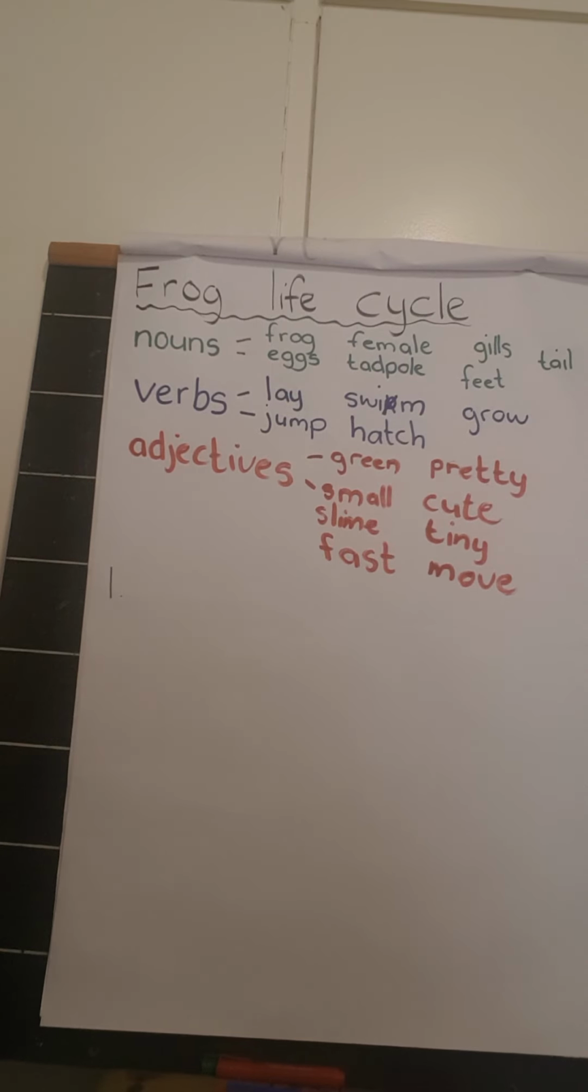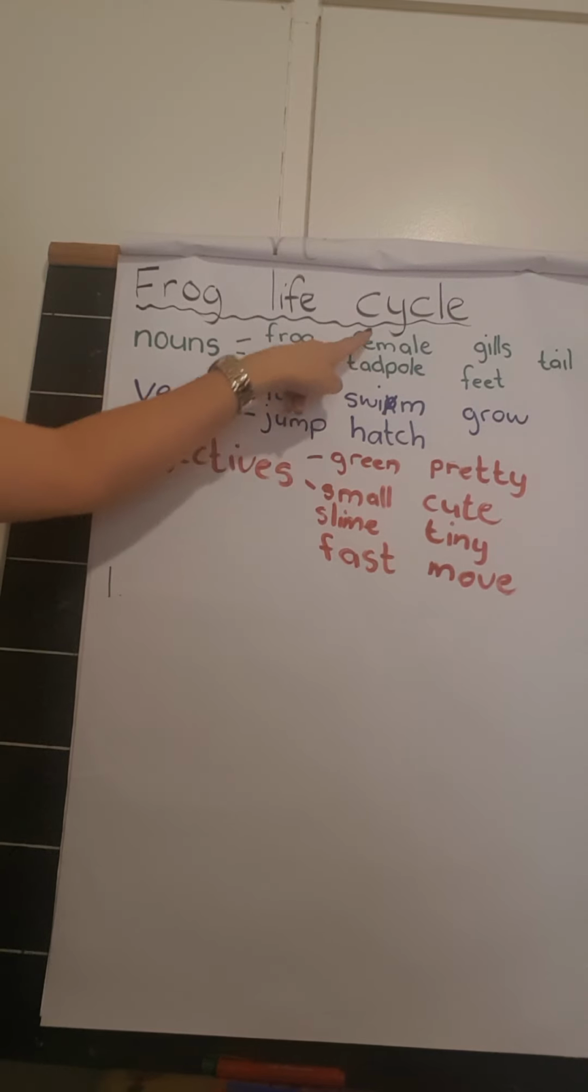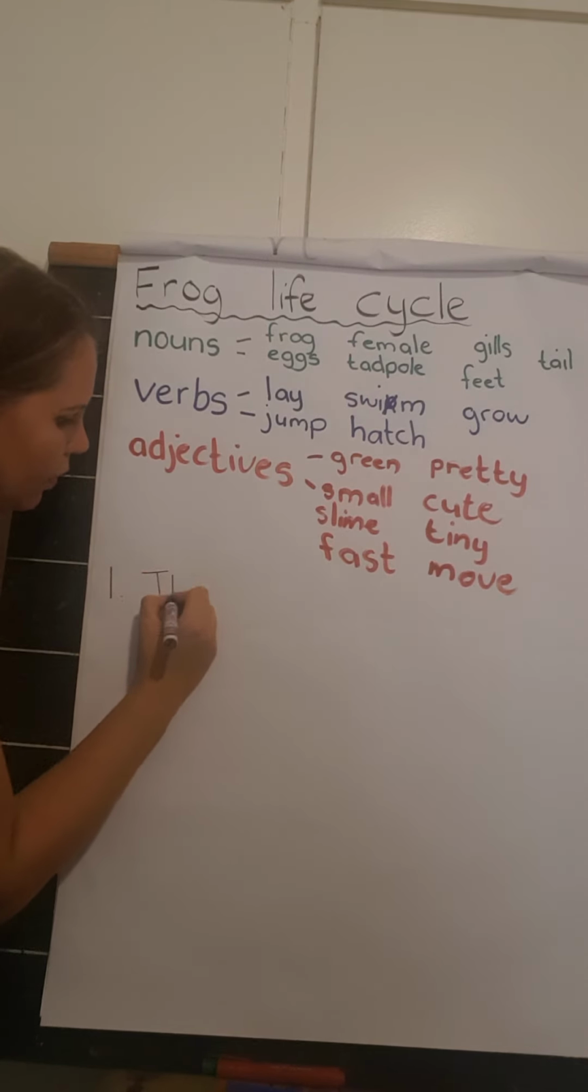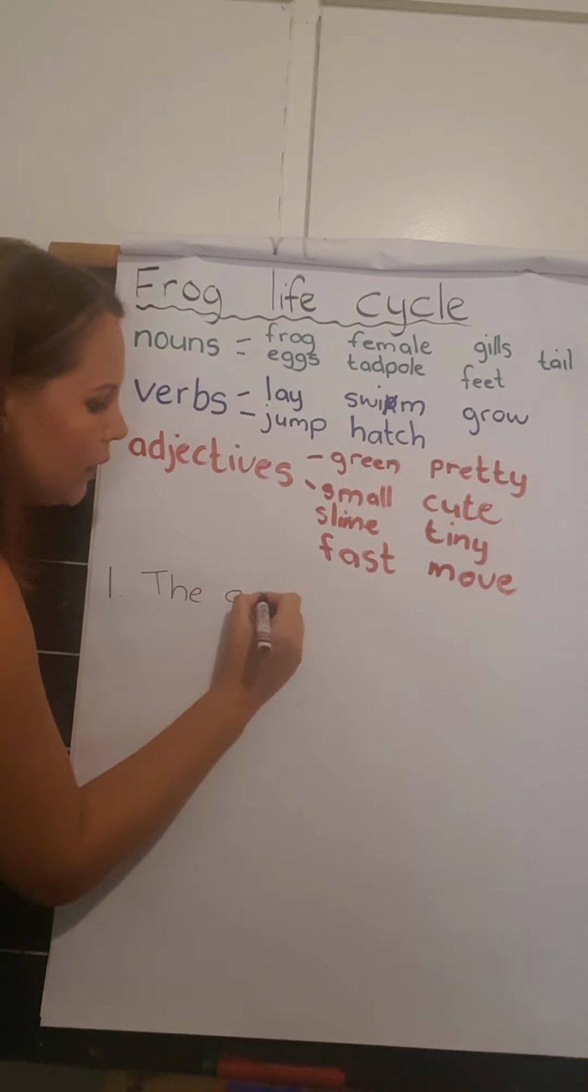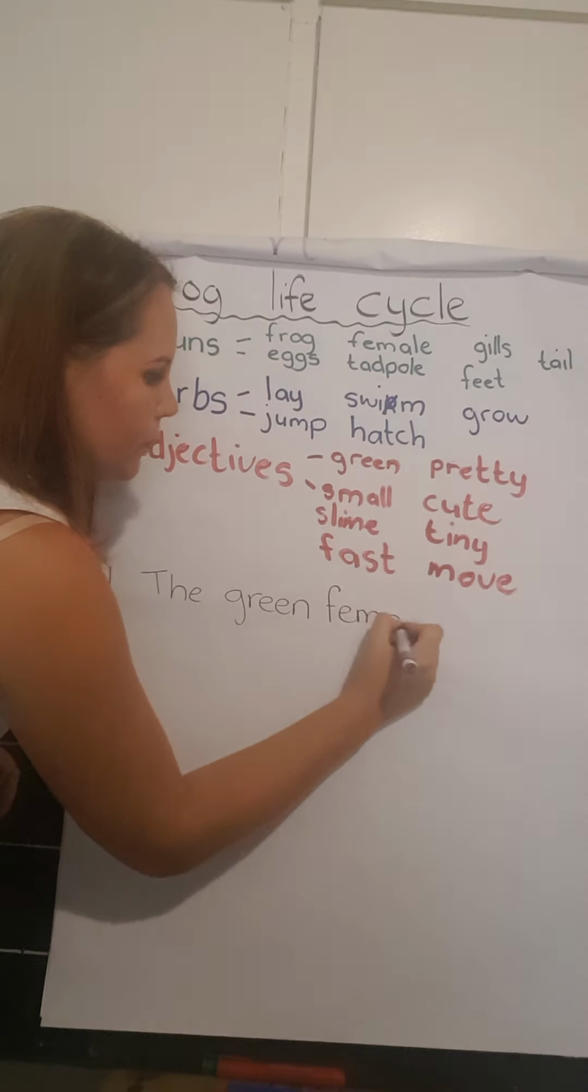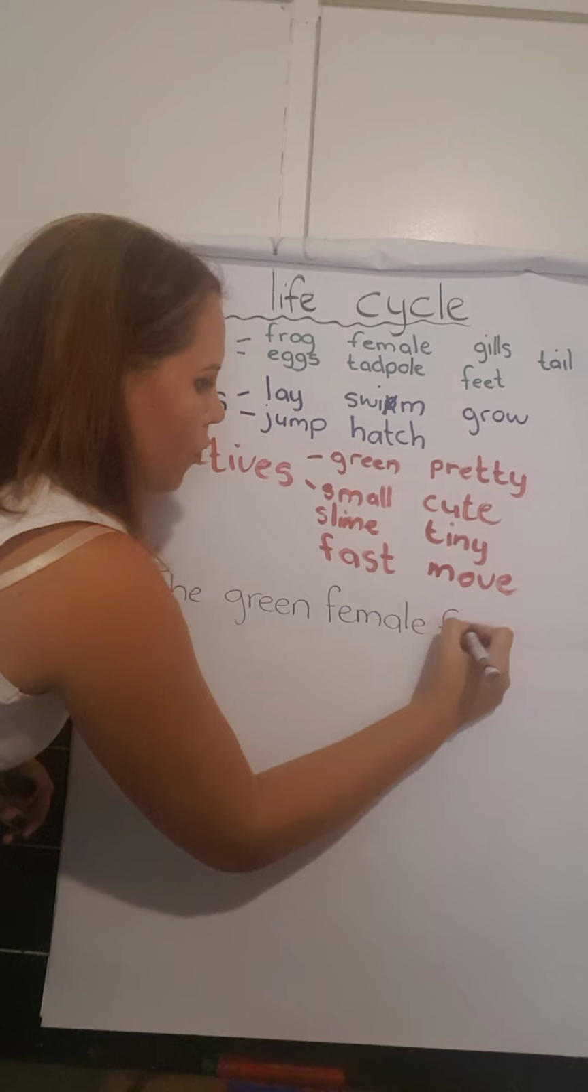So, if I wanted to write sentence number 1 about the life cycle of a frog, what happens first in the life cycle of a frog? The female frog lays eggs. Now, how can I put some describing words in there? Could I use perhaps the green female frog? That sounds good. So I'm going to write there the green female frog.